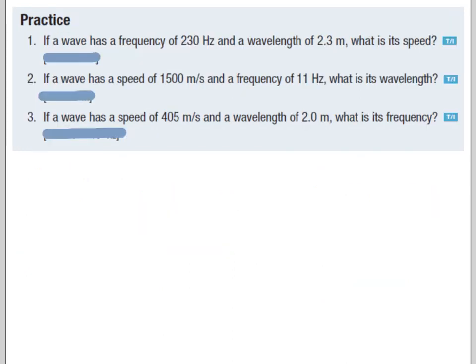Okay, there's a couple here to try if you want to pause them. Again, it's just the same 3-variable equation, so I'll pause it here for a second and then I'll just erase the answers for you. Okay, so let's just have a quick look.